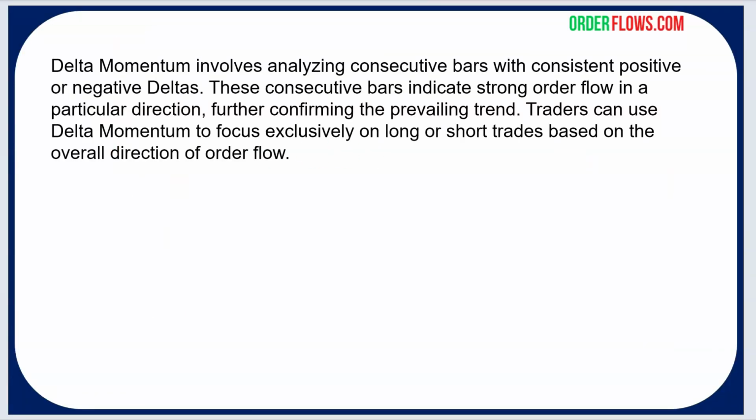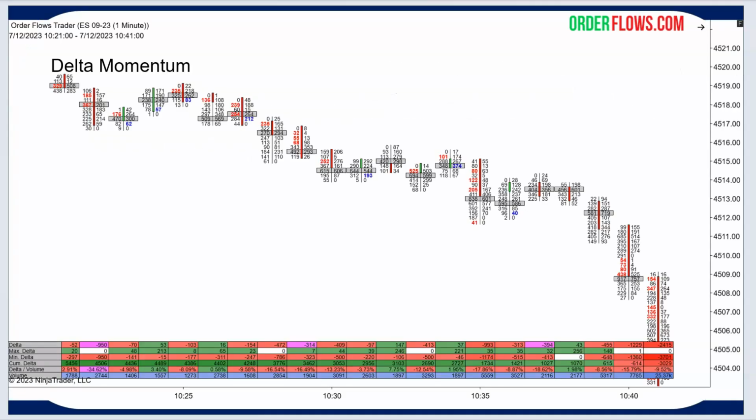Delta momentum involves analyzing consecutive bars with consistent positive or negative deltas, right? These consecutive bars indicate strong order flow in a particular direction, further confirming the prevailing trend. Traders can use delta momentum to focus exclusively on long or short trades based on the overall direction of the order flow. Delta momentum, right?